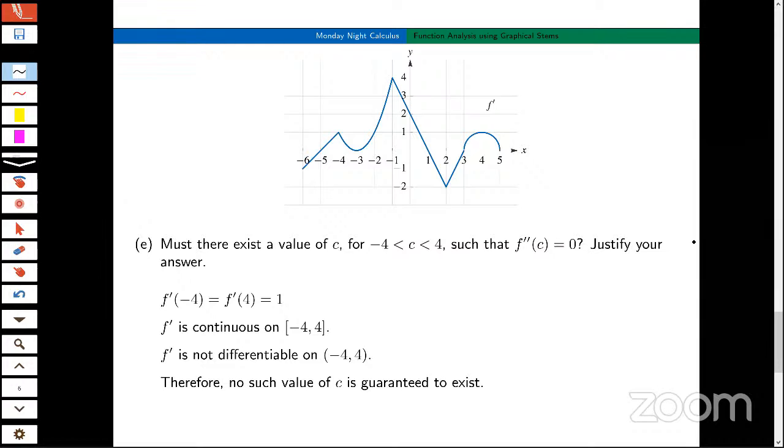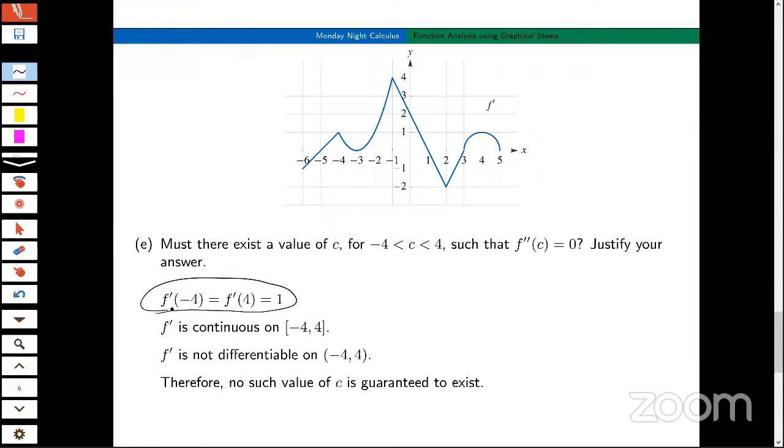Must there exist a value of c in this open interval -4 to 4 so that f double prime of c is equal to 0, and justify your answer? Well, it sort of makes sense here to take a look at f prime of -4 and f prime of 4. And if you take a look at the graph, I think that gives you the same value, 1. So let me throw out one question here for the participants. What theorem am I thinking about? What do I want to use to sort of prove or disprove this?